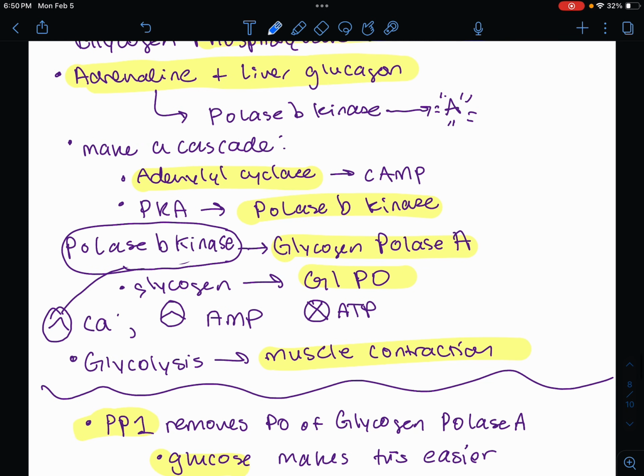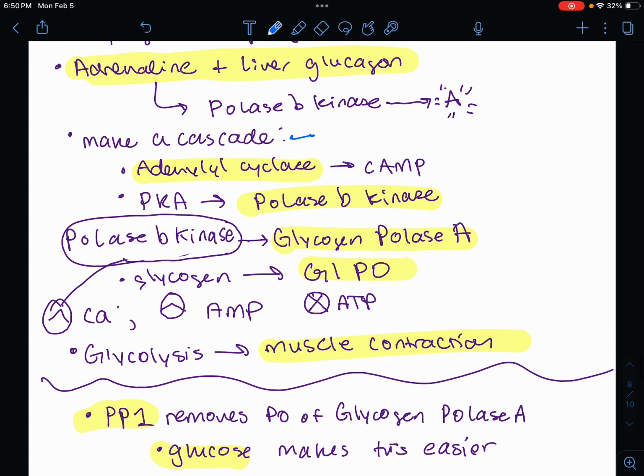So when this happens, we're going to go through a cascade here. Okay, there we go. We're going to make a cascade. So when we have those serines, we're going to have the phosphorylation of them, again, through glucagon from the liver and epinephrine from the muscle, as well as calcium and AMP. All right, so we have this whole cascade. It's like GPCR all over again.